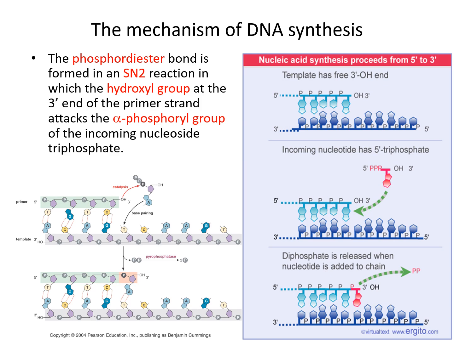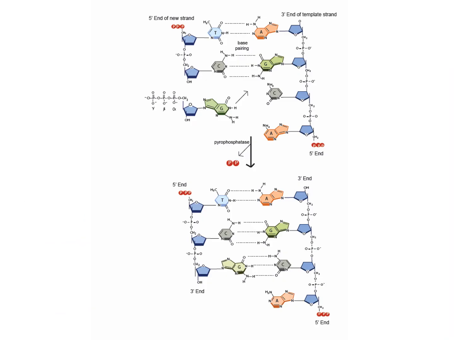So this is the mechanism of the DNA synthesis. And here is another one to show you the incoming nucleotide, and then the 3' hydroxyl will attack this alpha phosphate and then release pyrophosphate and then form this phosphodiester bond.